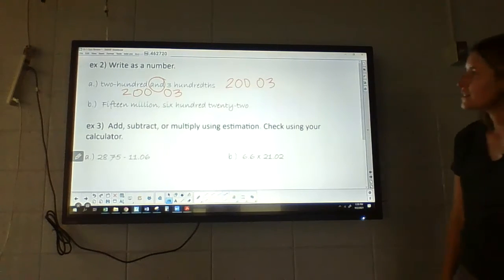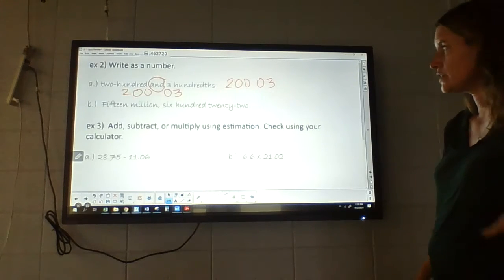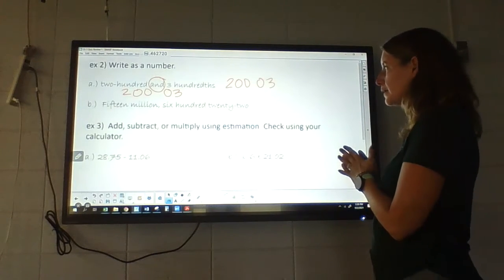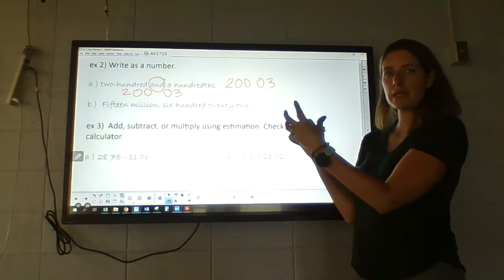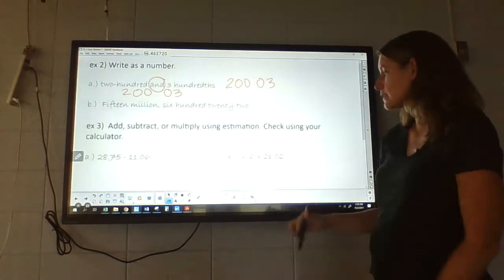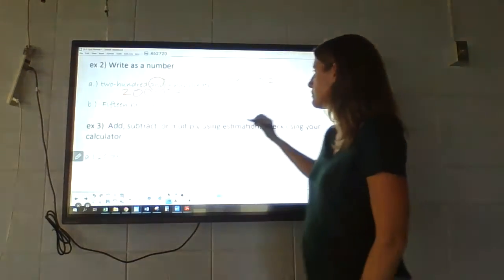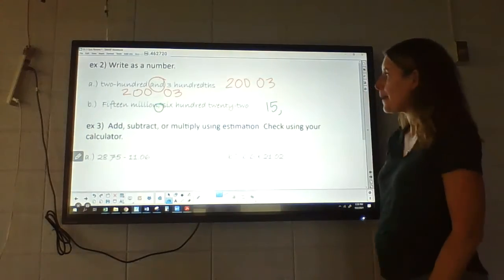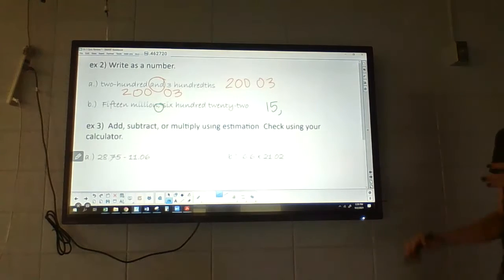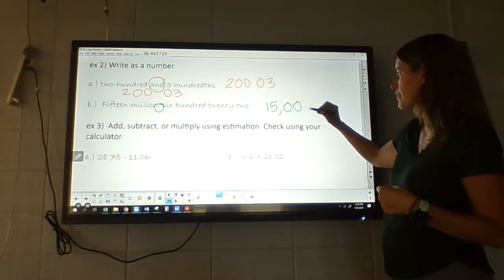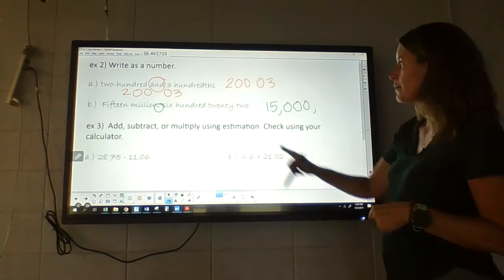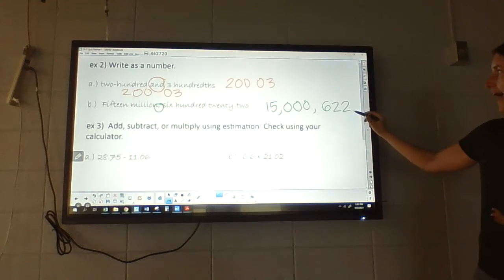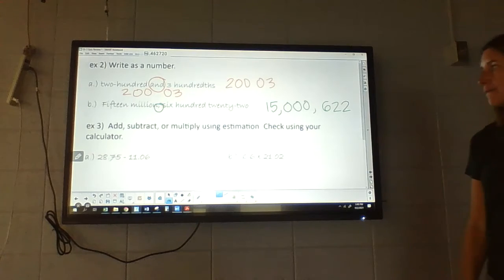Then we have 15,622. So 15 million. Just thinking about this, we have the hundreds place, the thousands, and then the millions. So 15 million. The commas help us, so it tells us we need a comma. But if you notice, there's no thousands here. So I'm going to put zeros as my placeholder for my thousands. So there's no thousands, comma, 622. If I wanted to put a decimal, it would go at the end, if I wanted to put one at all, but I don't need it.